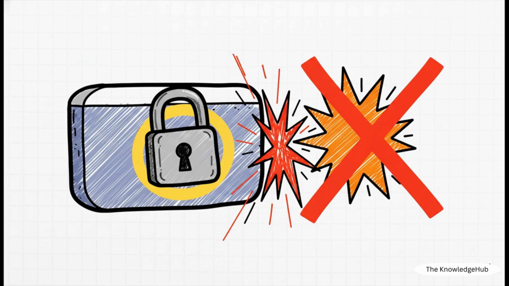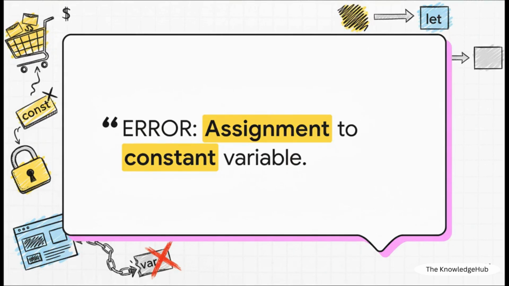But here's where it gets interesting. What happens if we try to break that rule? Let's mess around a bit. Let's pretend we made a mistake in our code, and we try to give that account ID a brand new number. What do you think JavaScript is going to do? And bam, JavaScript stops us dead in our tracks. It throws a big fat error, basically screaming at us, hey, you can't change a constant variable. And you know what? This isn't a bug. It's a feature. This is const doing its job, protecting our code from silly mistakes and future headaches.